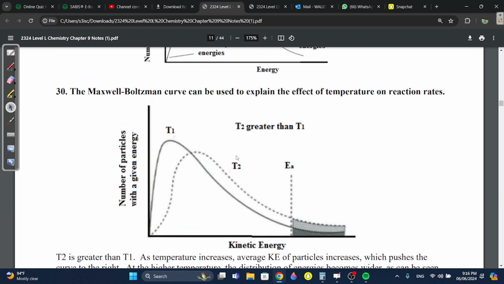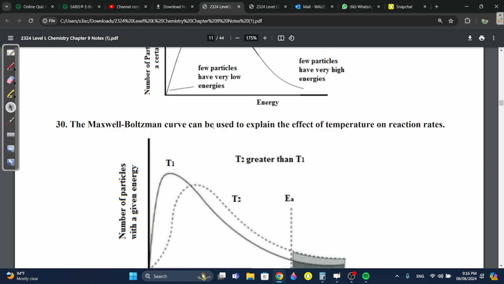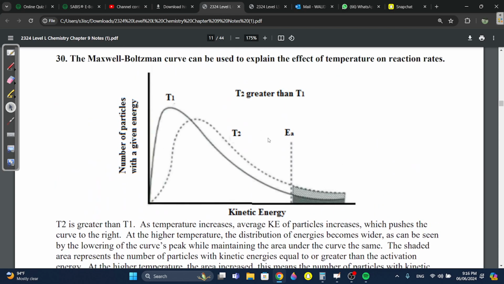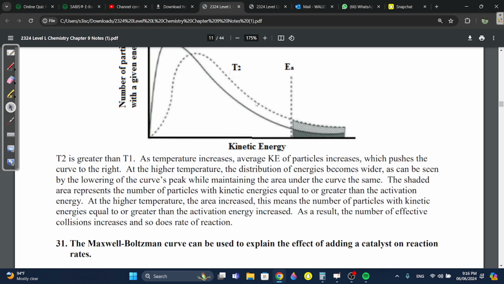I'll explain the kinetic part. Here, this is what we call the Maxwell-Boltzmann distribution curve. Basically, what it says is, as temperature increases, kinetic energy increases. So as temperature increases, all you have to know is that the shaded region will increase, of course, because the shaded region means there's more kinetic energy.